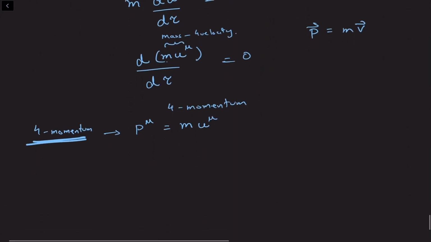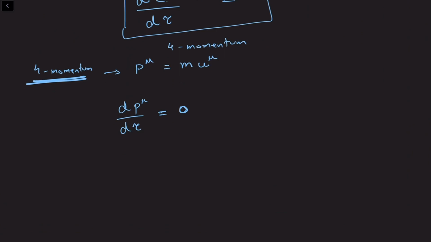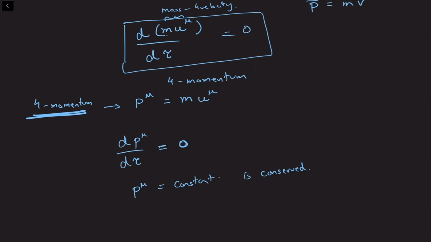And what we see is that this generalized guess for Newton's laws would tell us that dp^μ/dτ is 0. If we solve this equation, it tells us that the 4-momentum is constant, or is conserved. And the important point is that the form of this law is the same in any reference frame.